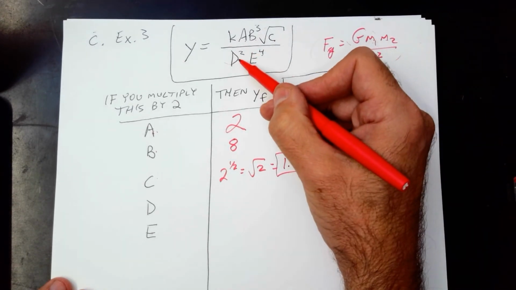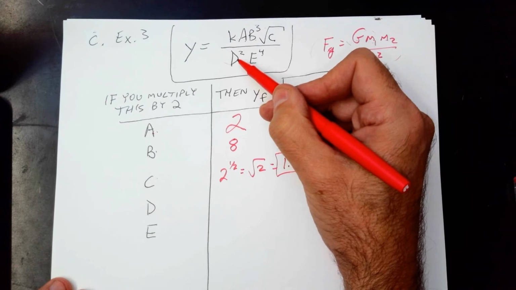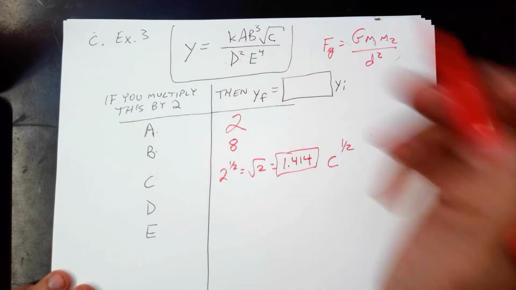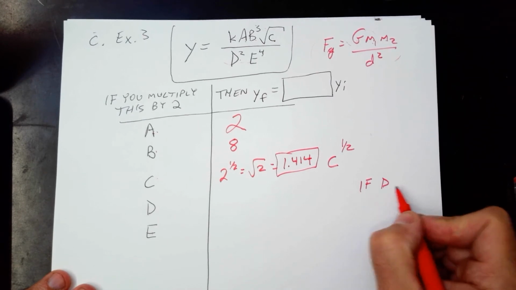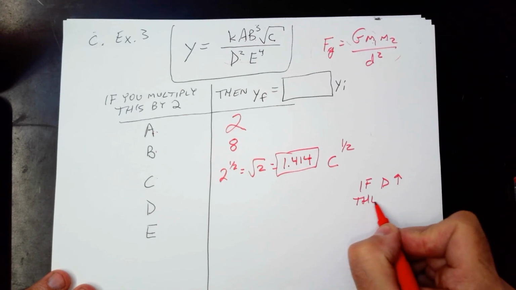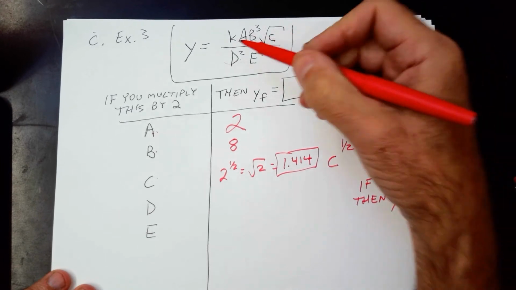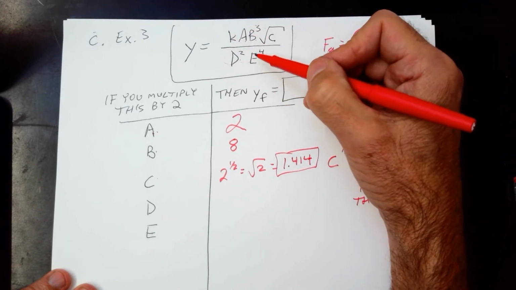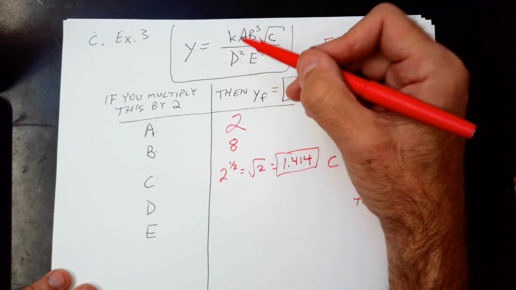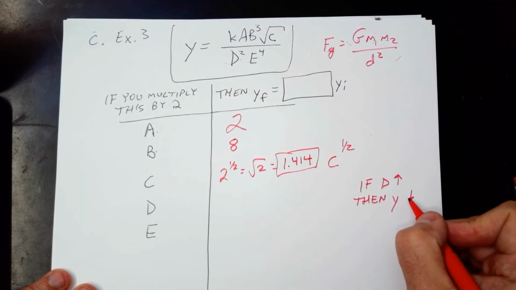Okay, now let's look at d. There was nothing like this in the previous 2 examples. D is in the bottom. It's in the denominator. So that means if D increases, then what happens to y? Well, this is a fraction. Imagine holding everything else constant. So it's kind of like a big 1. And you have 1 over d squared. And as d gets bigger and bigger, y has to get smaller and smaller and smaller.